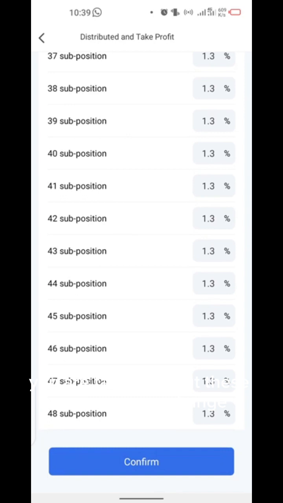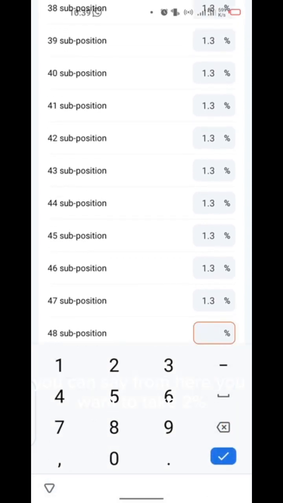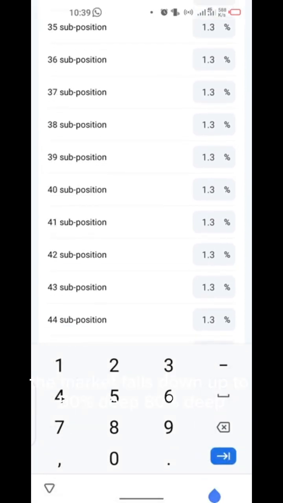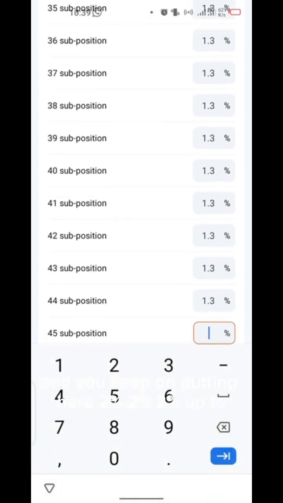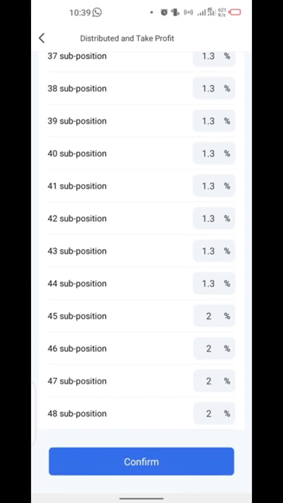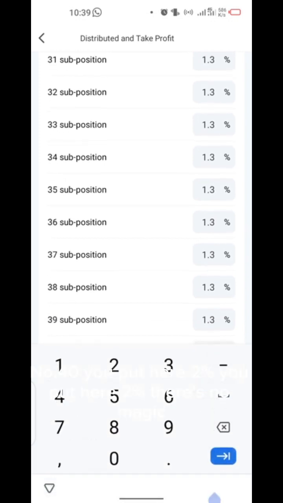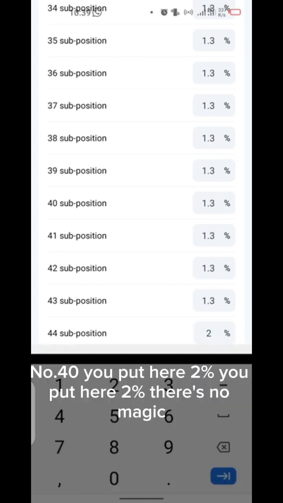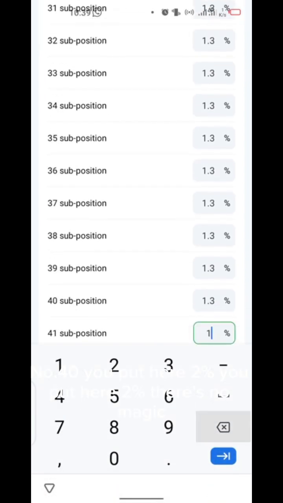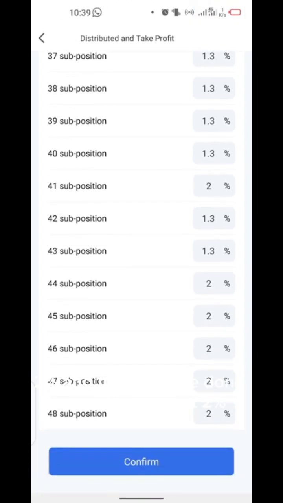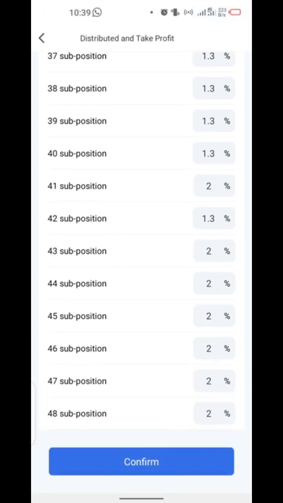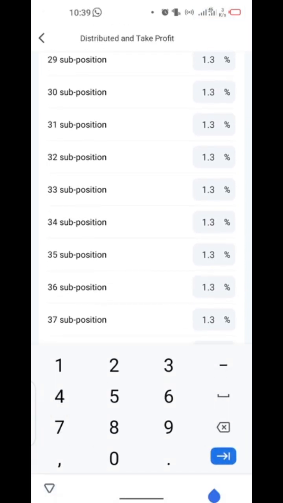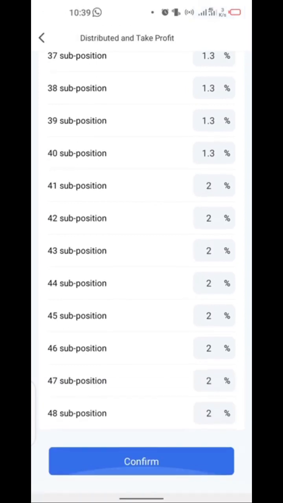But these ones you can change. You can say from here you want to take 2%. The market falls down up to 50% deep, 80% deep. Here you want to take 2%. And you keep on putting here 2%, 2%, 2%, up to number 40. You put here 2%. There's no magic. And here you are done. Here you just need to put 2%. And you confirm.